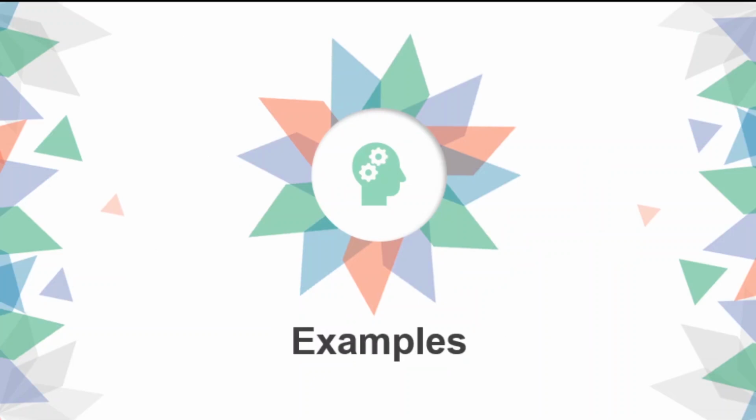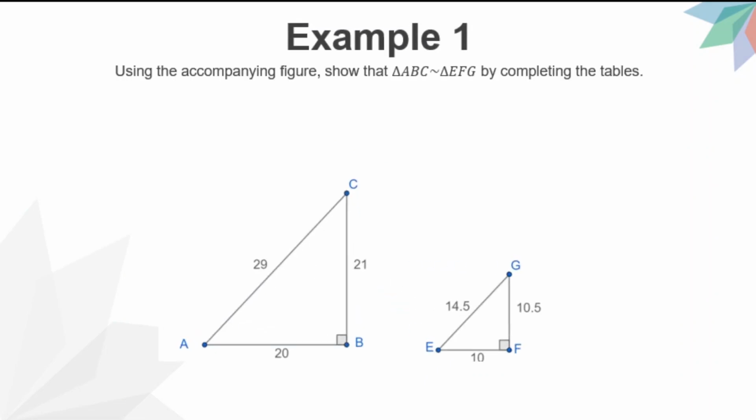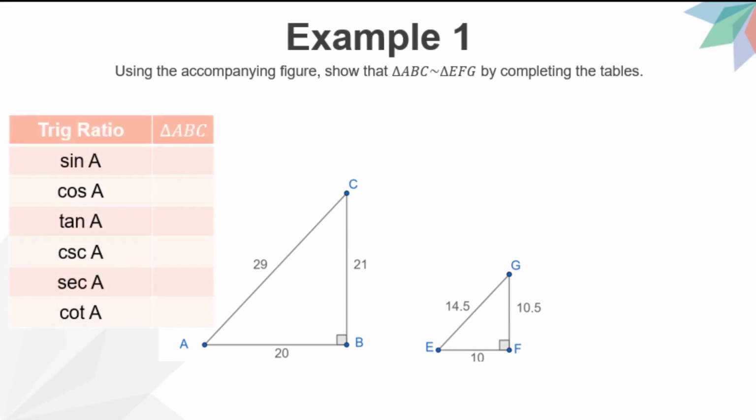Now let us have some examples. Using the accompanying figure, show that triangle ABC is similar to triangle EFG by completing the tables. We are going to get the ratio of the sides with respect to angle A.